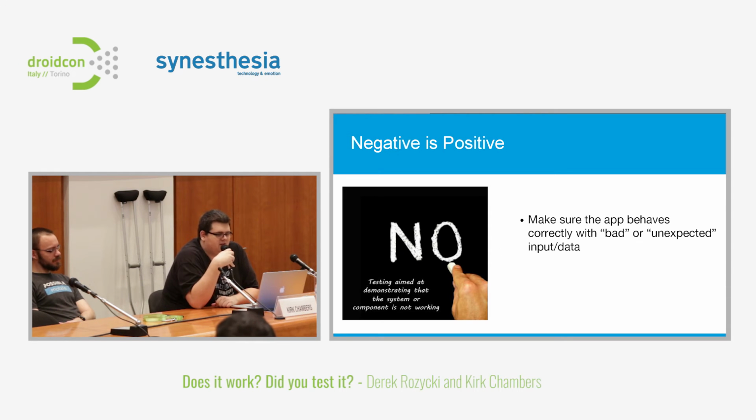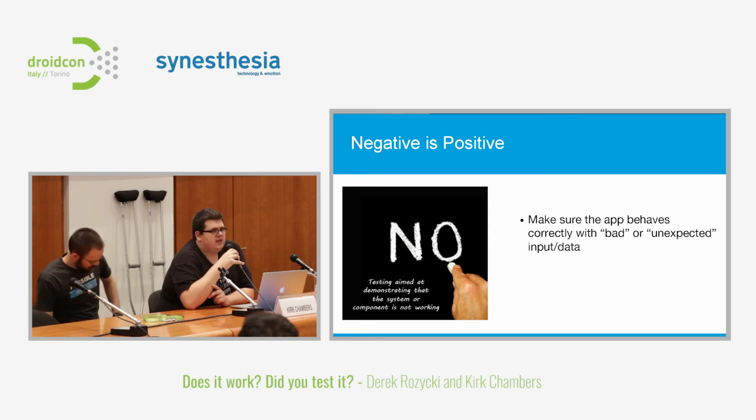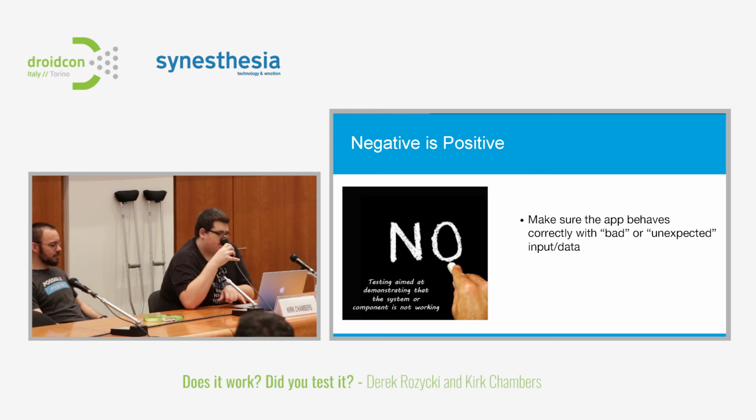Negative is a positive. I know that sounds crazy, but you want to make sure that you as a developer, as a QA, as a product team, expect the unexpected to happen, because it will. Someone fat-fingered something in your data, your 404s, those kinds of things happen. We want to make sure that we test those. Make sure that if you expect an email and someone enters something that's not an email, your app behaves correctly.